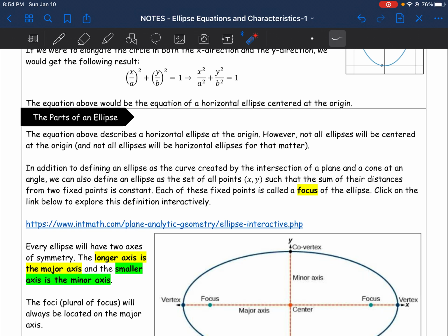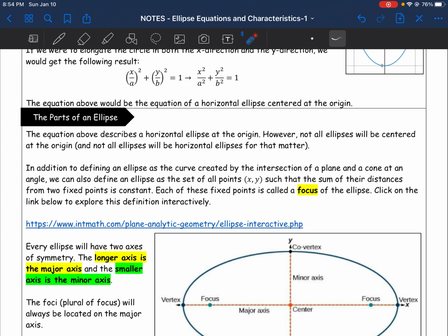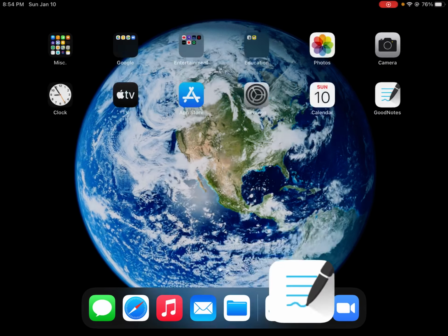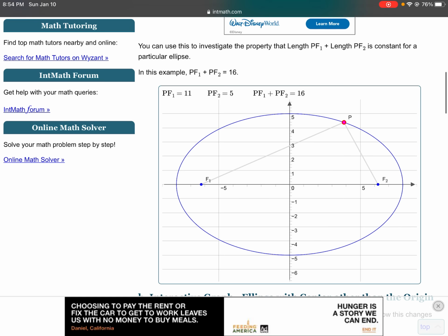And I put the link to it right here. If you're online, you can click on that link. It'll take you to an interactive geometry template, and it'll let you play around with an ellipse. So let's go ahead and pull that up. All right, so I have that right here.